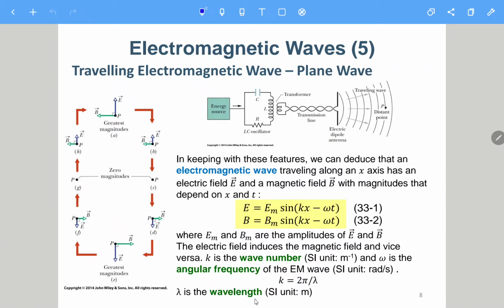Okay, so according to these observations, we can really conclude that an EM wave traveling along the x-axis has an E field and B field with magnitudes that depend on x and t. Suppose this direction is the x direction, pointing out of the page. Then the E field and the B field can be written like this: E equals E_m times sine of (kx minus omega t), and B equals B_m times sine of (kx minus omega t).